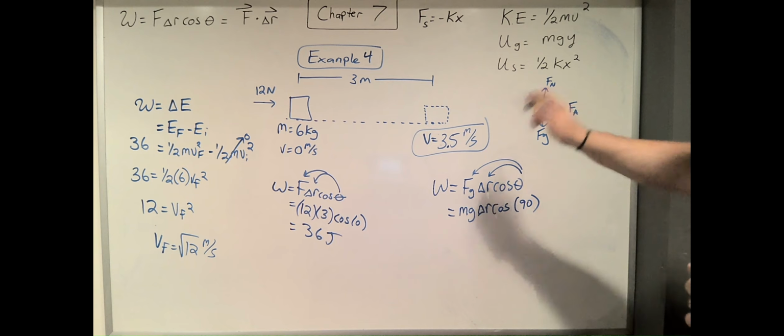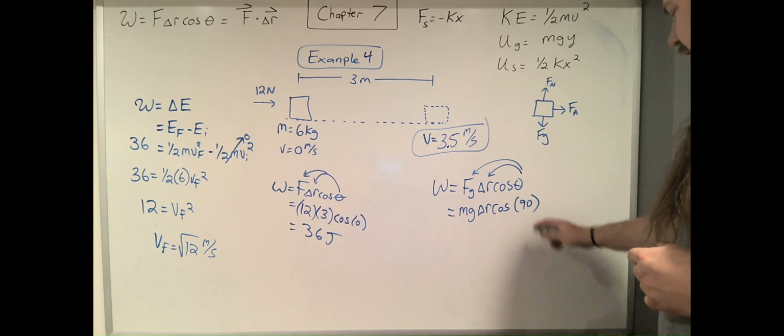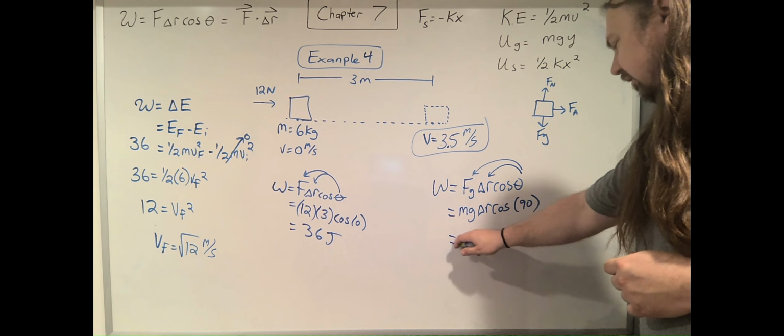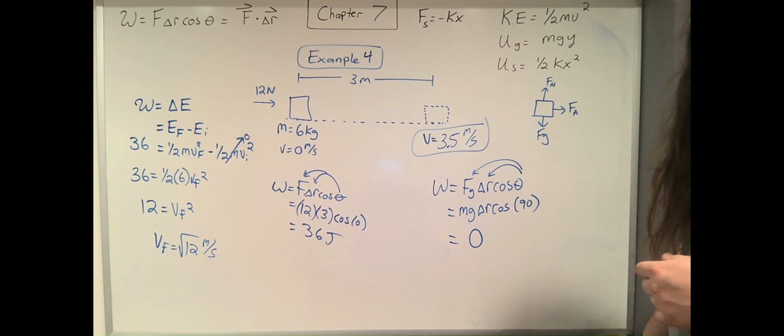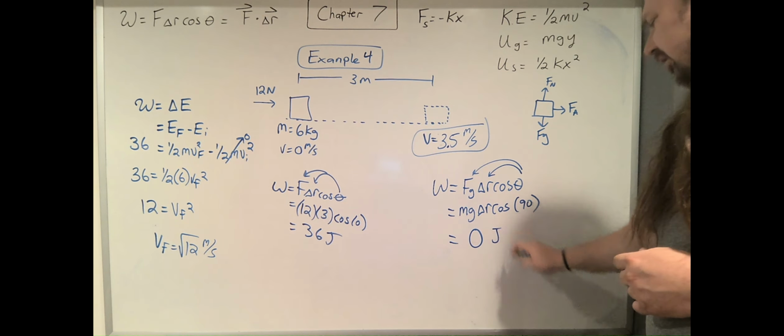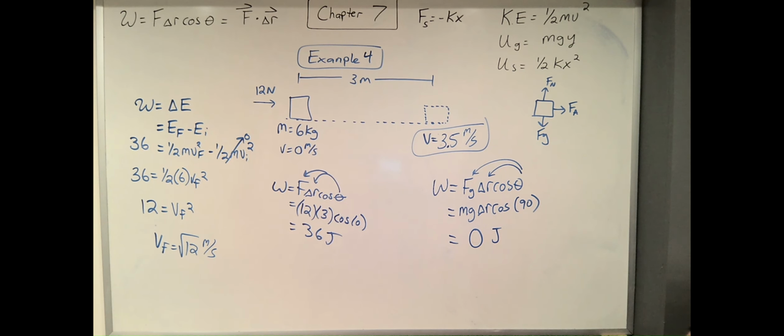Okay. Or you could put it in as 270 if you want. It doesn't matter. 90 degrees between it. What does the cosine of 90 give you? It gives you a 0. Okay, so no work is done by the gravitational force because there is no direction of travel in the y direction.